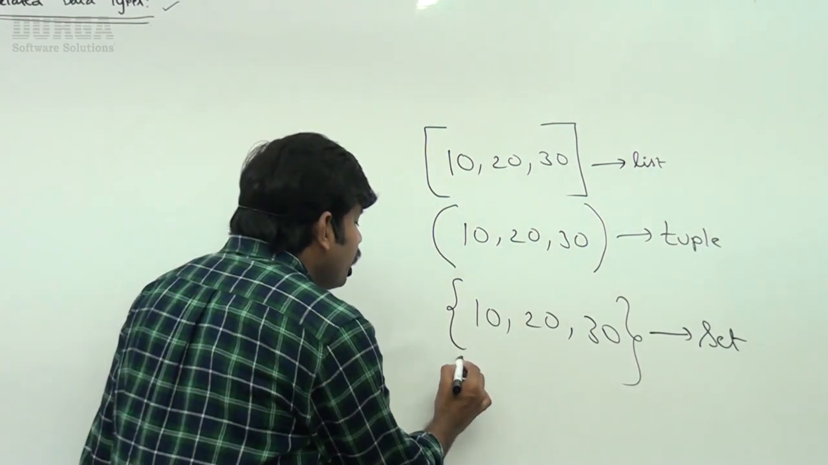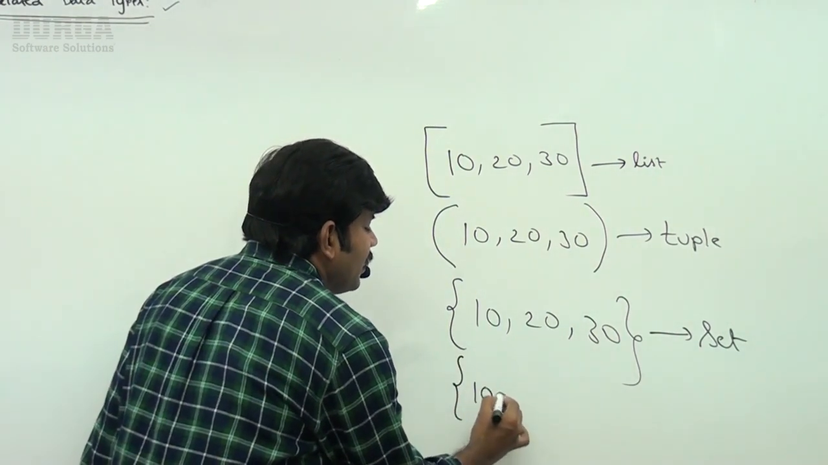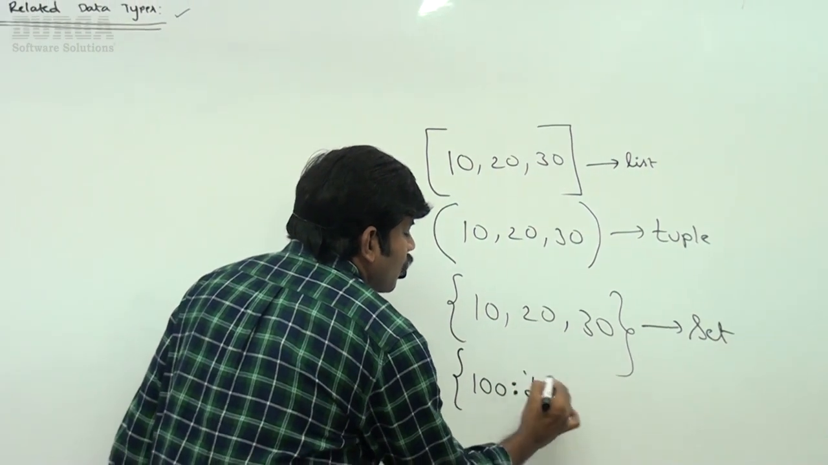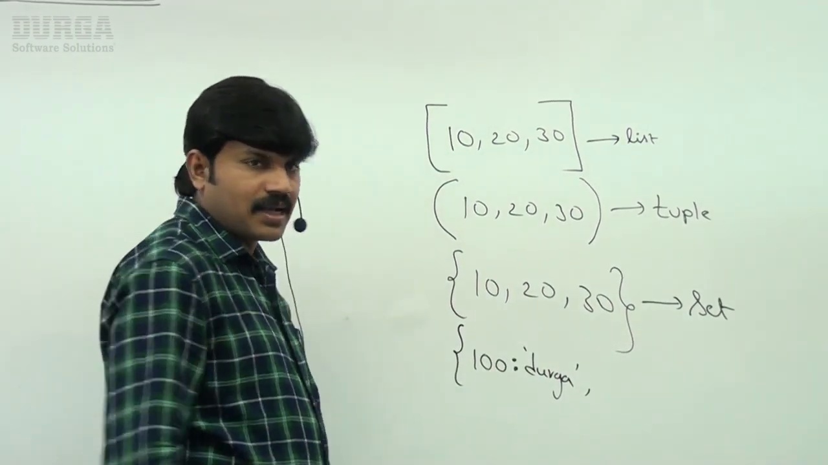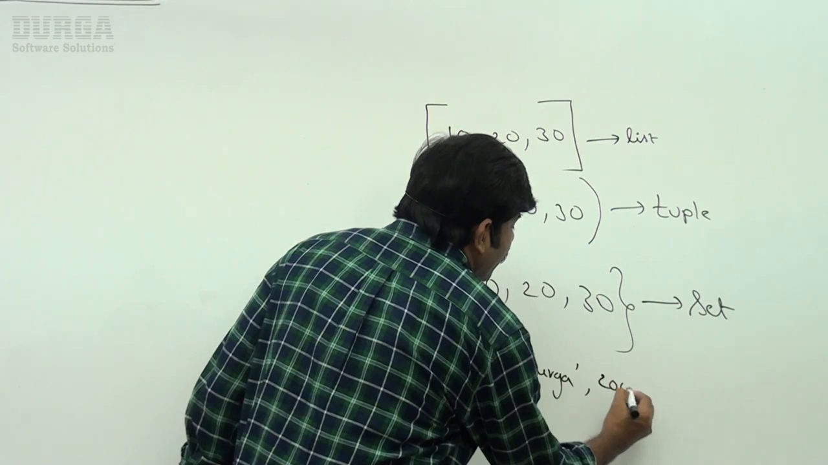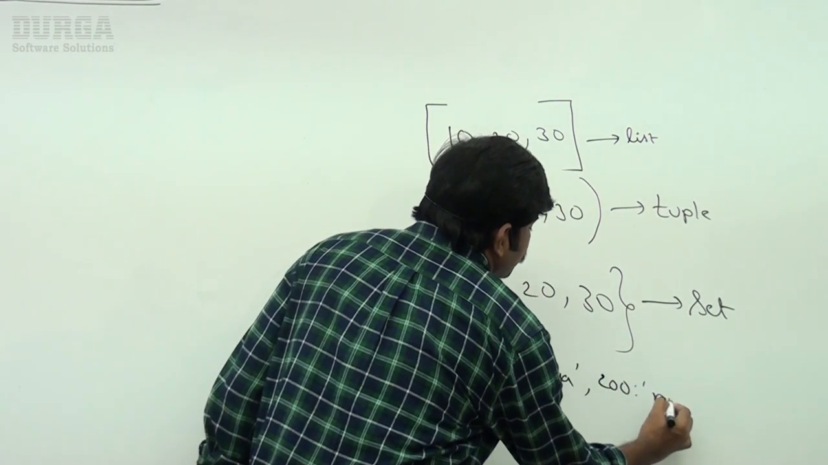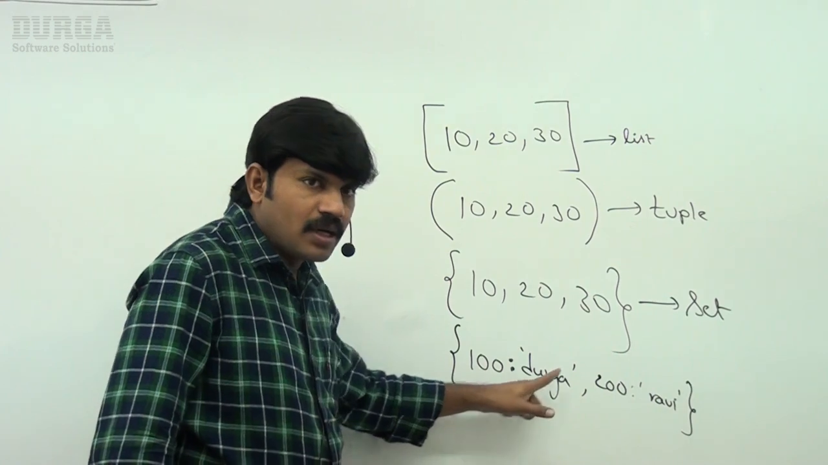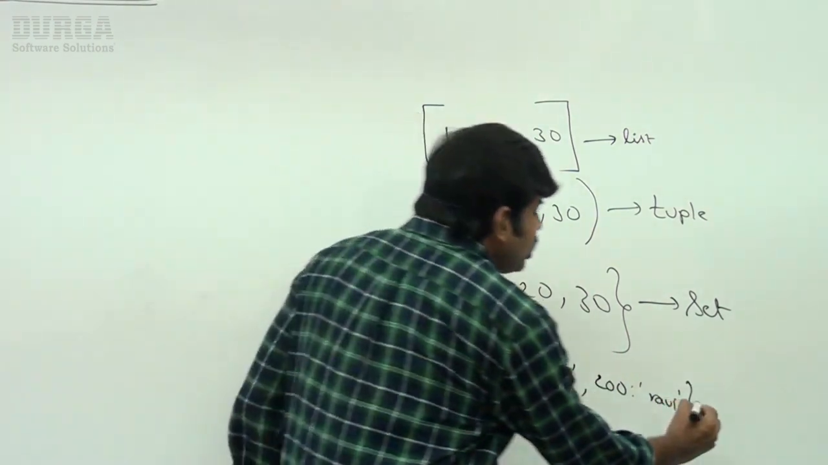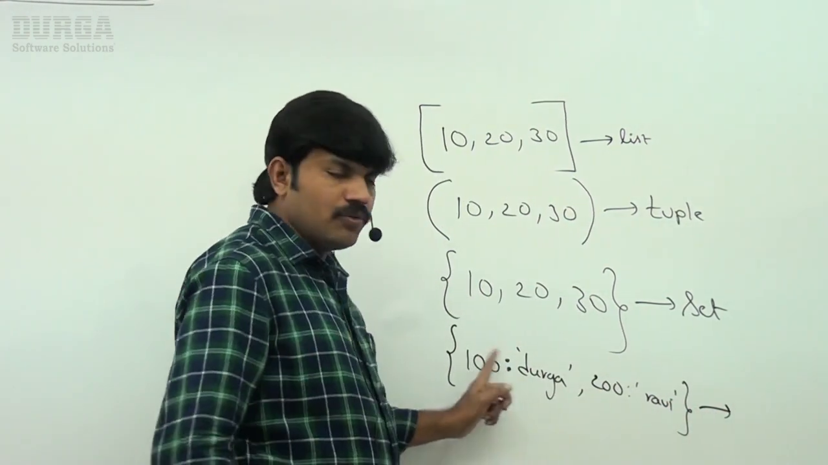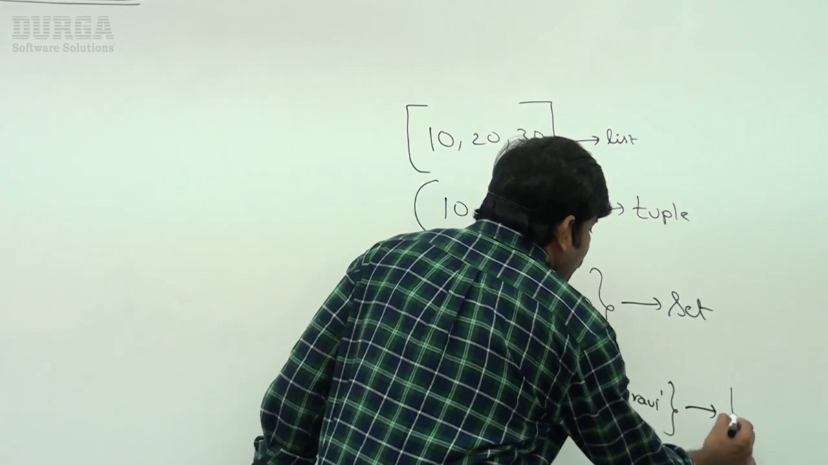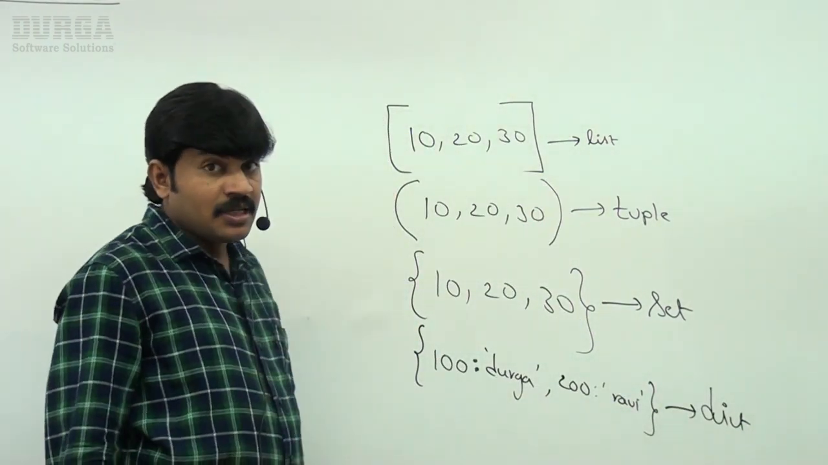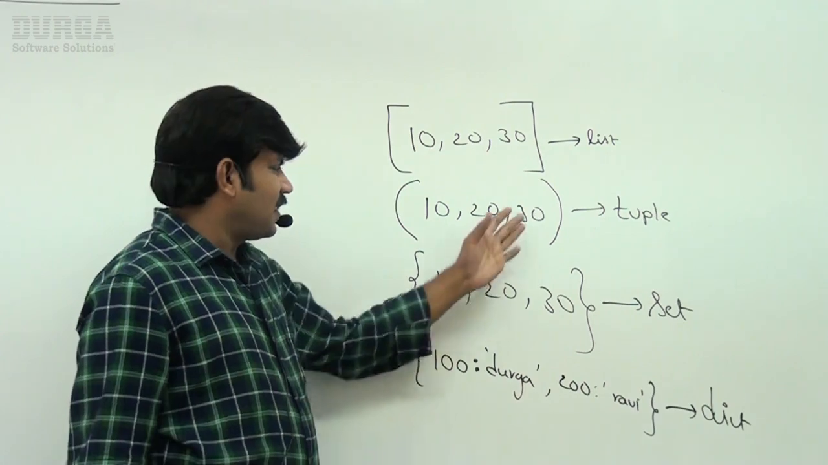Next, if you consider 100 colon Durga, 200 colon Ravi. This is a type of key value. This type of thing is called the dictionary concept. Sir, just for basic idea purposes I'm telling you at the beginning.